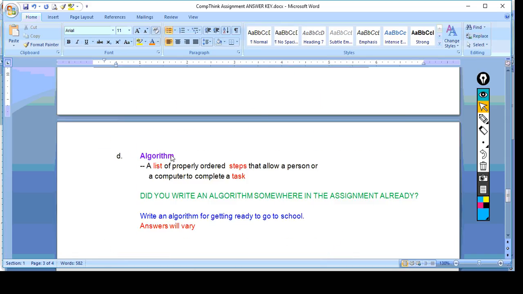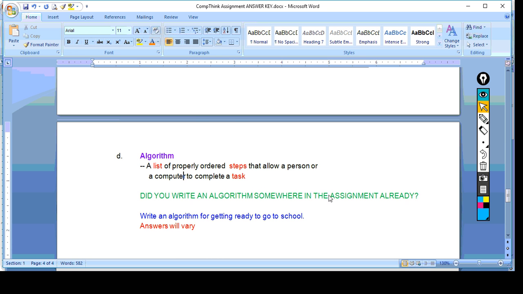The last thing is algorithm. An algorithm is simply a list of properly ordered steps that allow a person or a computer to complete a task. It can't just be any list. It's got to be a list that has order to it. If you were giving somebody directions to your house, the steps better be in order, or else they're not going to get to your house. That would be an example of an algorithm. Anything that shows directions on how to do something, that you basically need to follow in order to accomplish it, is an algorithm.